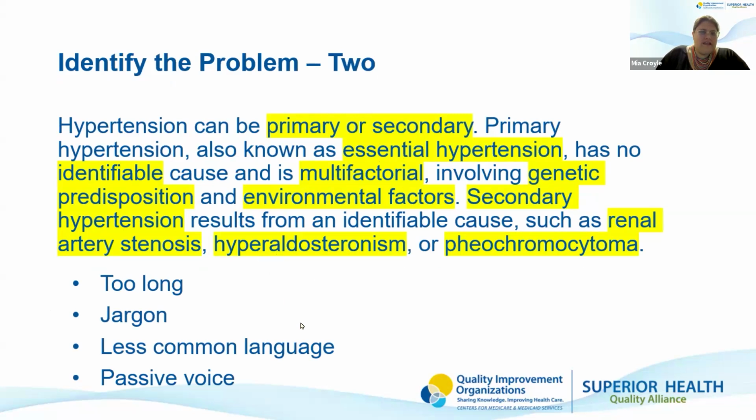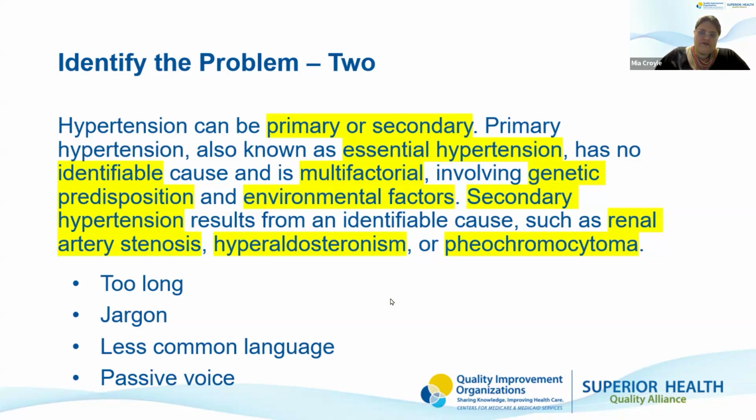Yeah, too long, lots of jargon and technical language, lots of places that we use less common language, and the passive voice, right? So this is a great example. Hypertension can be primary or secondary, right? This whole thing is in passive voice. So how do we fix it? Anybody want to take a stab at a fix, at least for one portion of it? This paragraph is overwhelming, needs to be parsed down considerably for anyone to grasp the meaning. Absolutely. It's a lot. There's a lot of content in here.